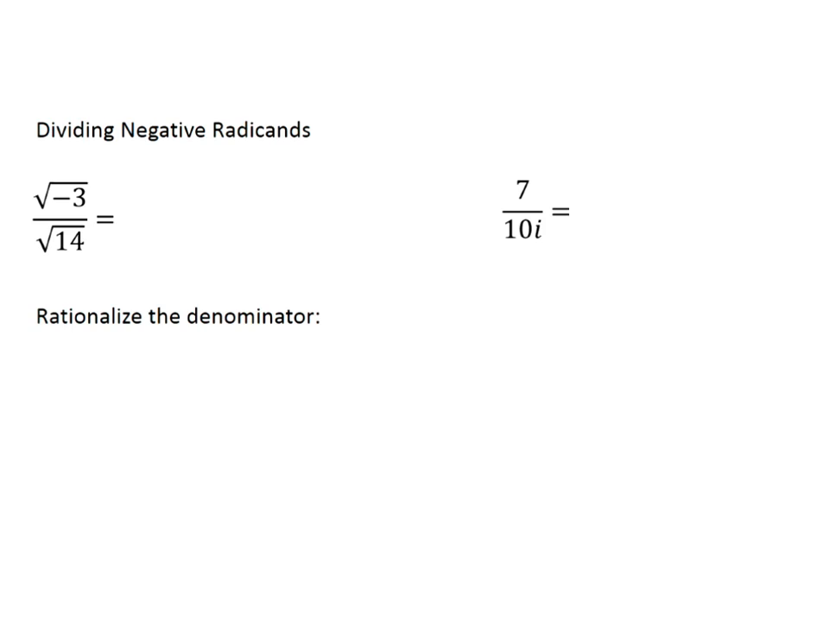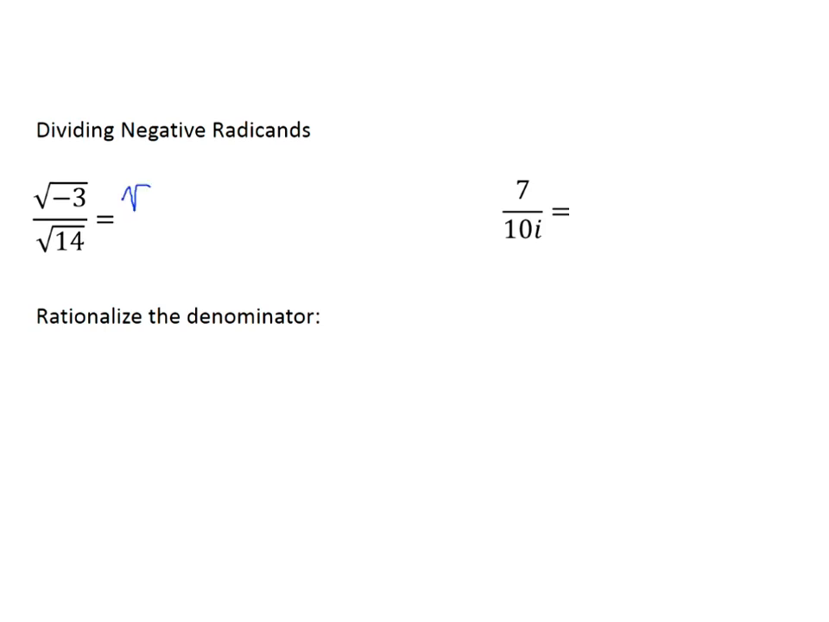So let's look at this one. We've got the square root of -3 over the square root of 14. So we have to rationalize. We have to get rid of the square root of negatives first. Remember, anytime you have the square root of a negative, convert it to be written in terms of i first.